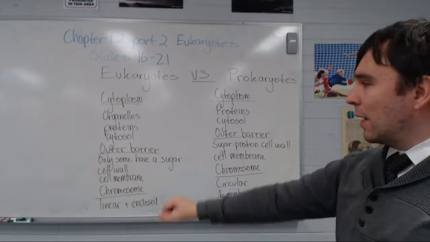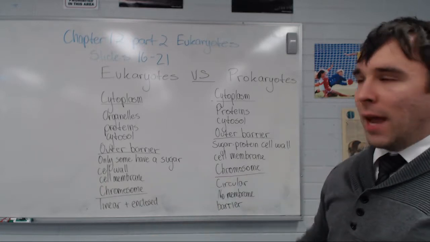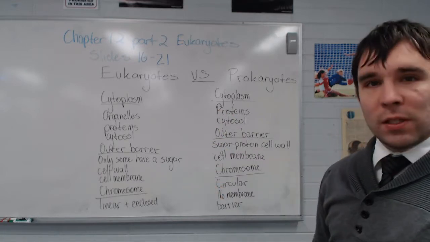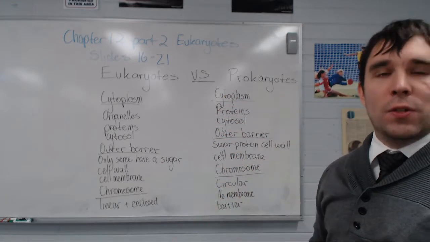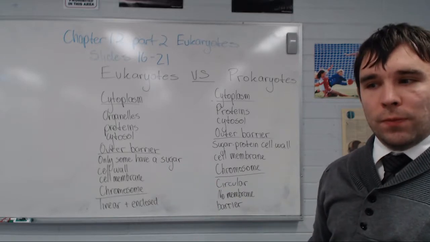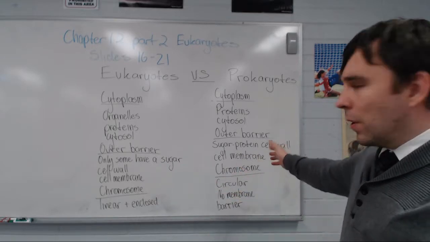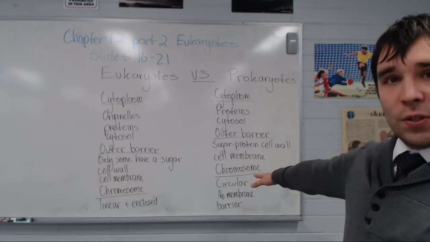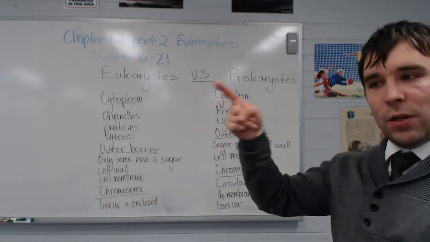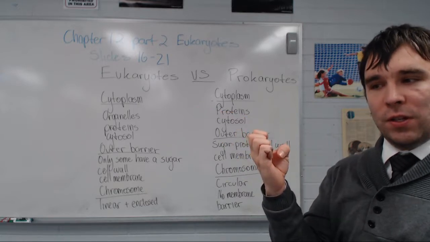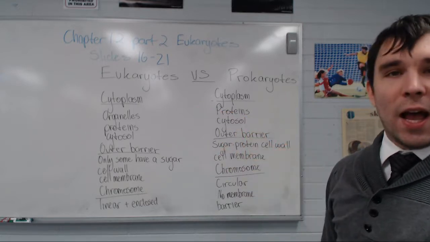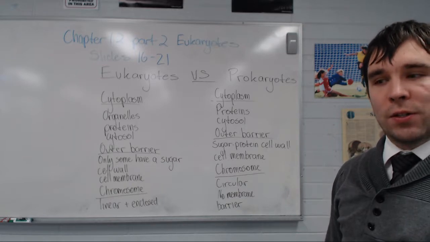And then lastly, we have our chromosome. In eukaryotes, the chromosome is linear, so our DNA is in straight lines, and it's enclosed in a nucleus. In prokaryotes, the DNA or the chromosome is circular, so the DNA is contained in a complete circle. It will be wound up tightly so that it fits into the cell. And then lastly, it's unenclosed. It's not surrounded by anything.